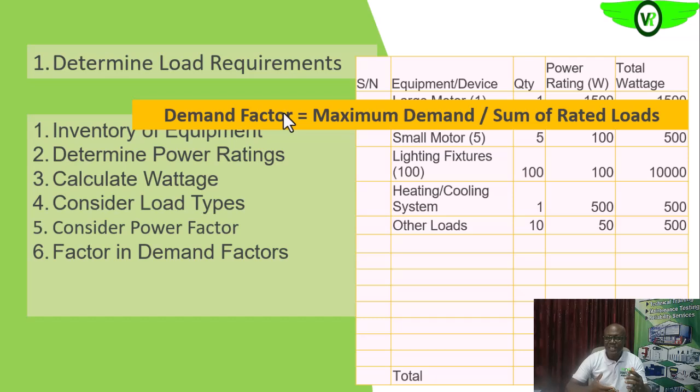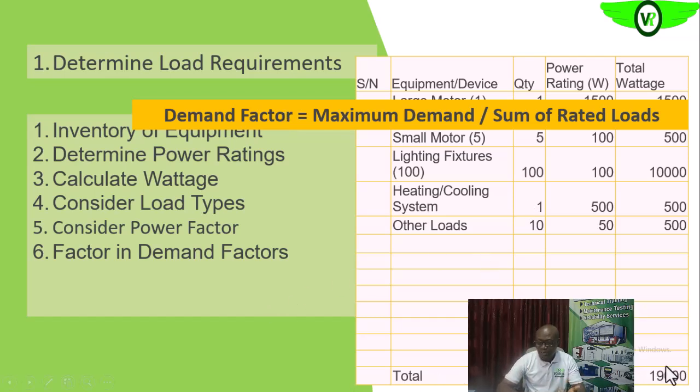So once we get that maximum demand, we will now divide it with the sum total. Imagine, like in this case, we have the total load to be 19,000 watts, or 19 kilowatts.